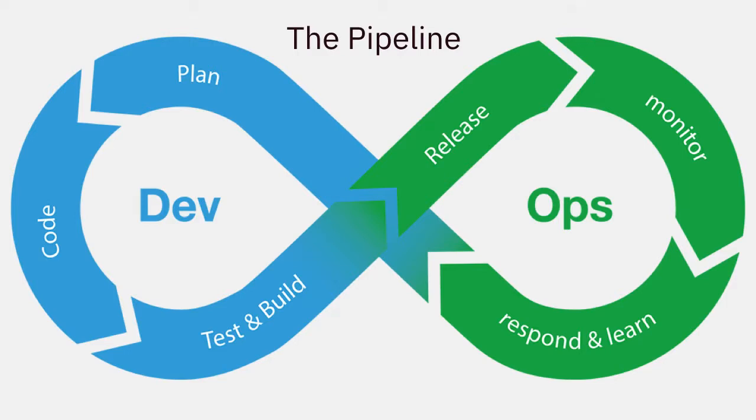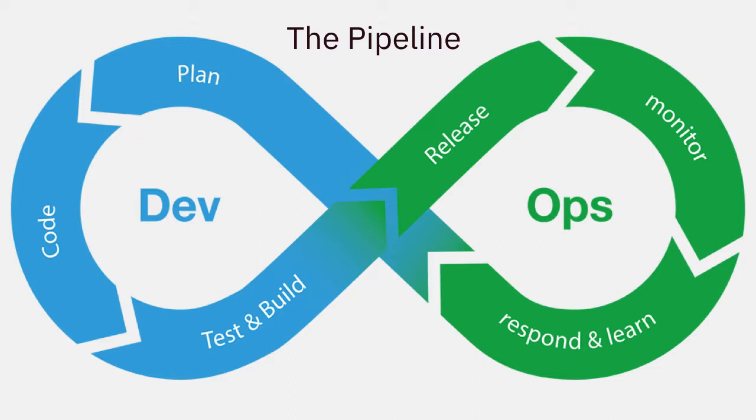This is the famous pipeline of DevOps. So you see Dev on the left and Ops on the right. There are different phases in the Dev and Ops sections. So you start with plan, then you code, you test and build, and they are the phases of development. And then you switch to Ops, where you release, you monitor, and you respond to the feedback and learn from the overall process. And it doesn't stop there. That feedback and the lessons that are learned are incorporated into the plan of the next phase of development.